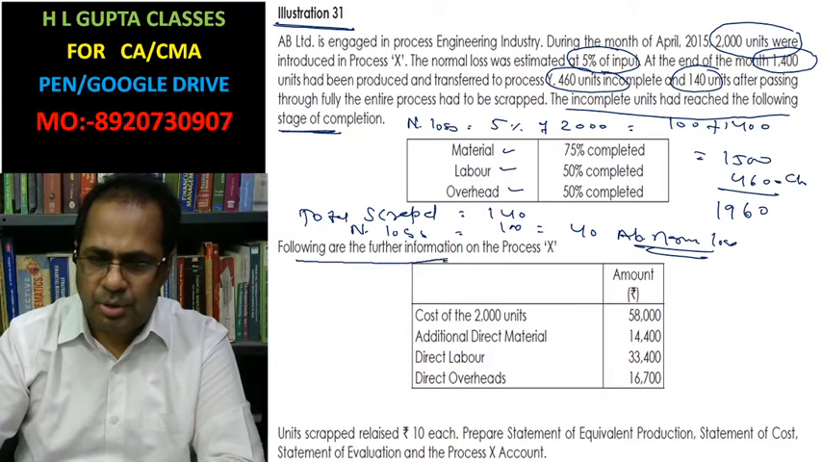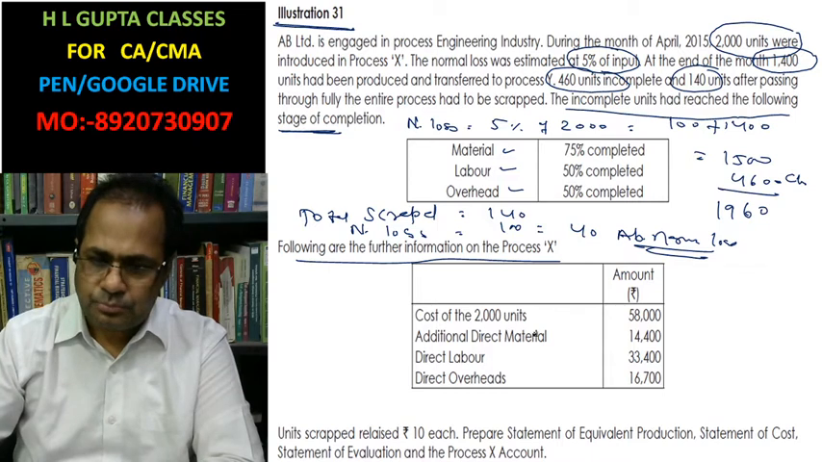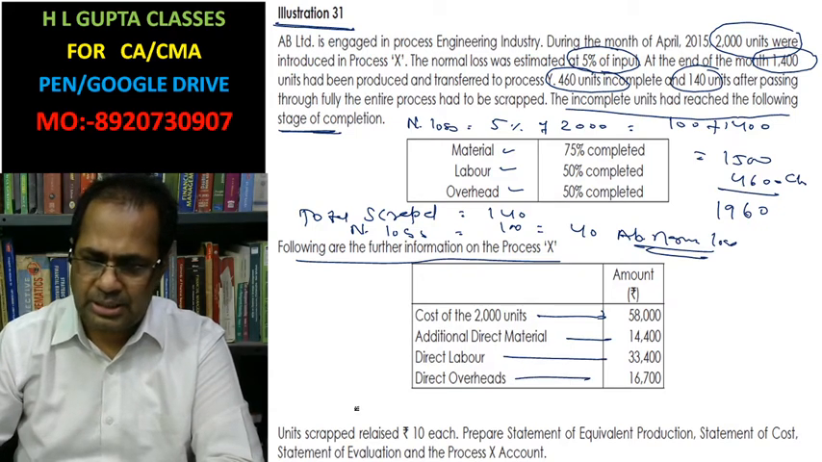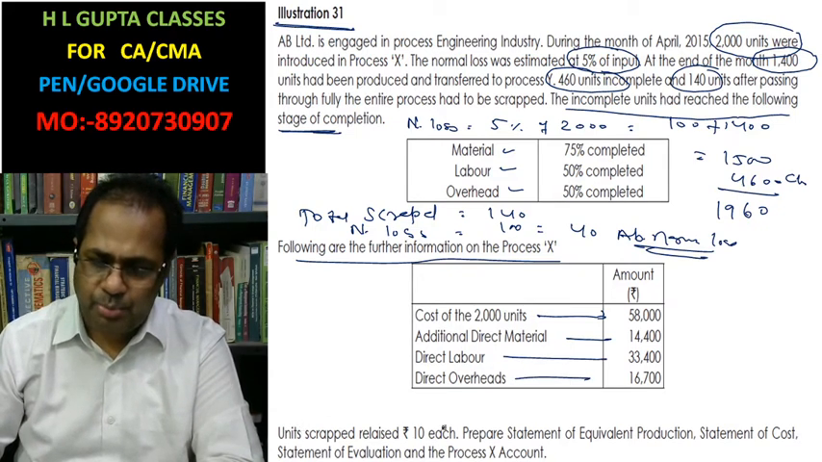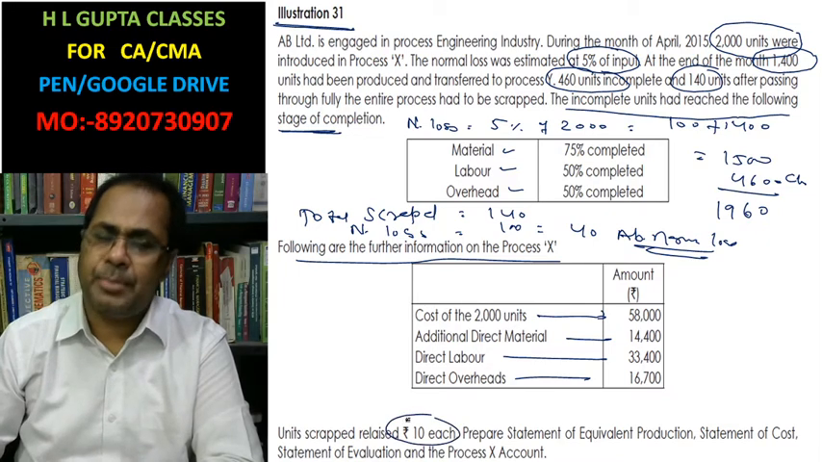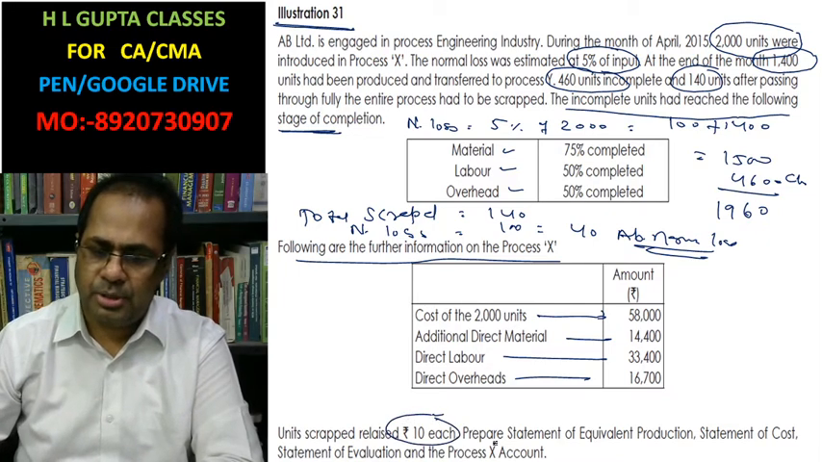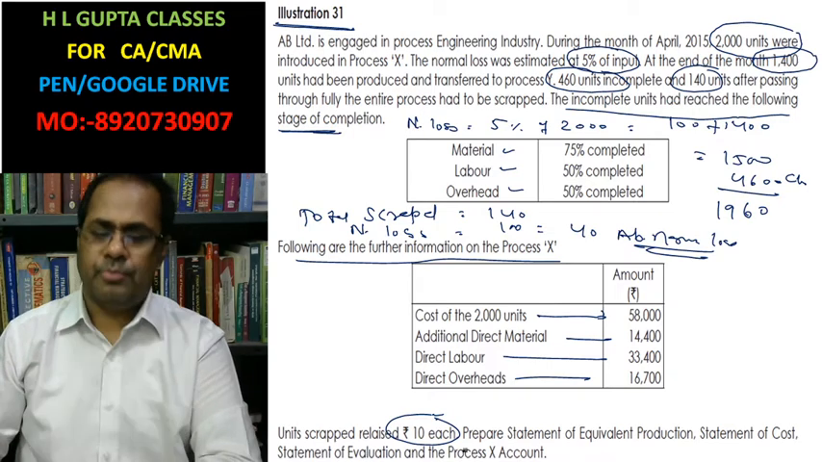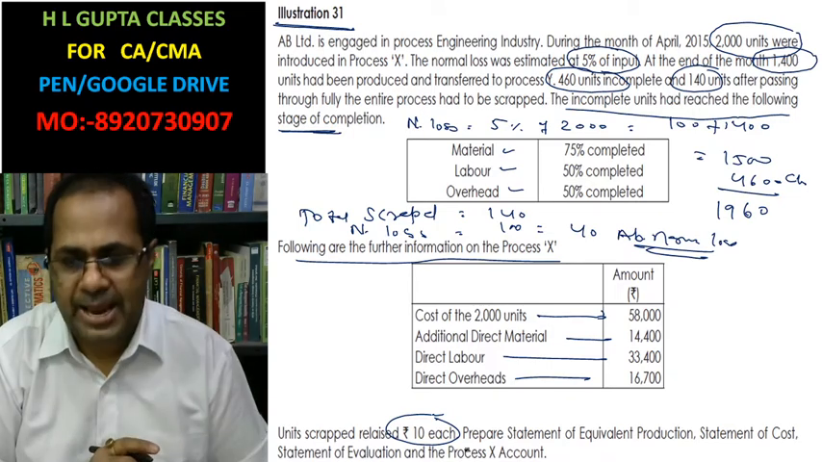Following are the further expenditures: cost of 2000 units is this, additional material is this, additional labor is this, additional overheads are this. The scrap units are sold at the rate of rupees 10 per unit. Prepare the statement of equivalent production units, a statement of cost, a statement of evaluation, and process X account.